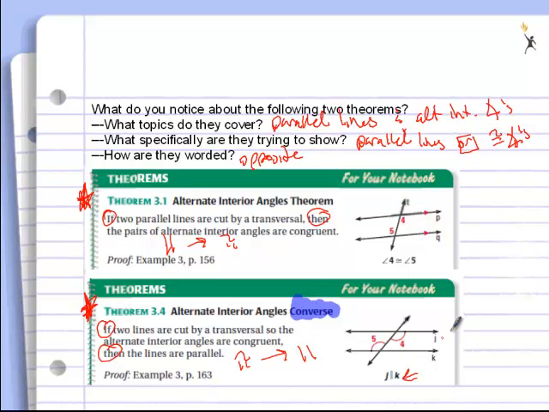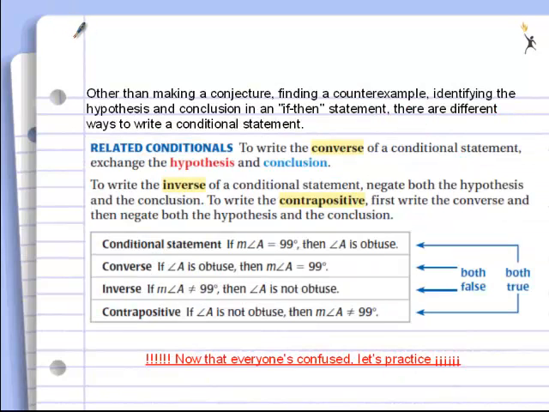And again, we're learning all of this so that what we learn coming up is not so confusing. And this is it. This is where a lot of kids get caught in geometry. This stuff is very, very difficult to understand. That's why we're spending so much time on it. Other than making a conjecture, finding a counterexample, identifying the hypothesis and conclusion in an if-then statement, there are different ways to write a conditional statement. We could take a conditional statement like birds have feathers and write it as an if-then. Okay? But there are also different ways to say it.